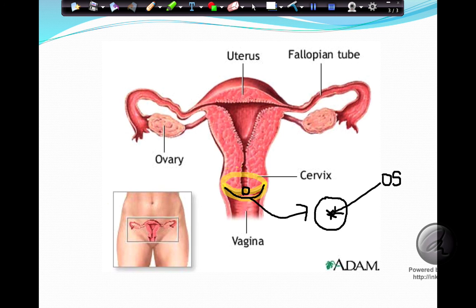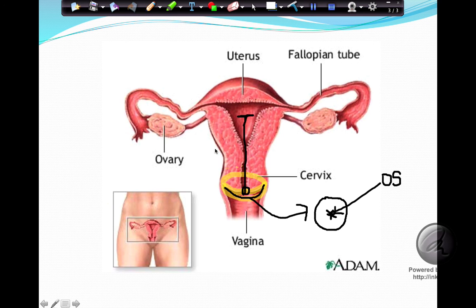It's also dilated, not to the extent in childbirth, but a couple of centimeters, to allow the insertion of an IUD, which is the intrauterine device we're going to look at later on. It is inserted up through the os and then is a T-shaped structure that is then implanted into the uterus. And we'll look at that a little bit later with contraception.